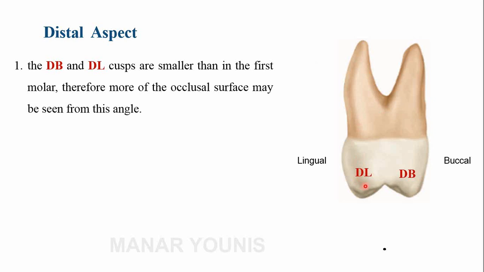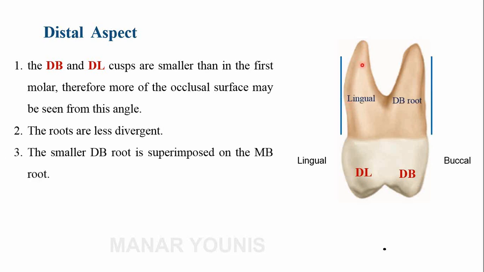From distal aspect, distolingual and distobuccal cusps are in view. They are smaller than those in the maxillary first. Therefore, more of the occlusal surface can be seen from this angle. Roots are also less divergent.